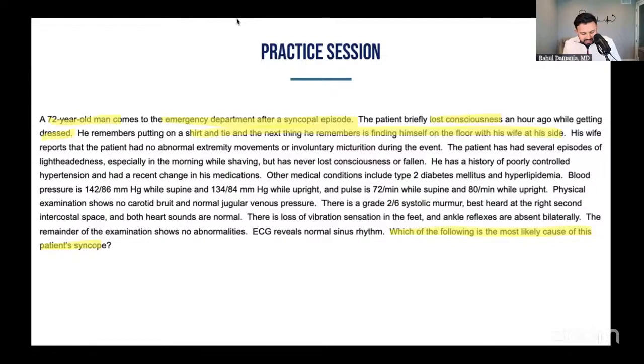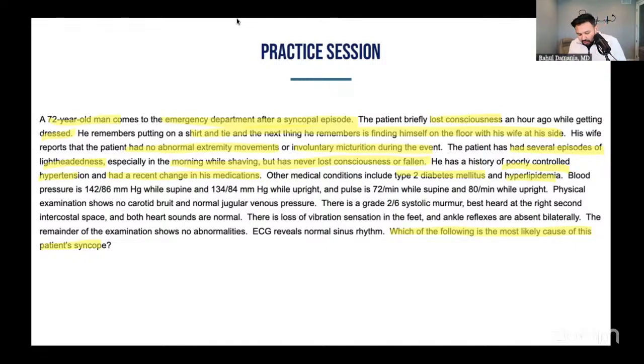His wife reports that he had no abnormal extremity movements or involuntary micturition during the event. That is the HPI. The patient has had several episodes of recent lightheadedness, especially in the morning while shaving, but has never lost consciousness or fallen. These are recent events building his past medical history. He has a history of poorly controlled hypertension and a recent change in his medications. That is going to be his past medical history. Other medical problems include diabetes and hyperlipidemia. That is the past medical history.